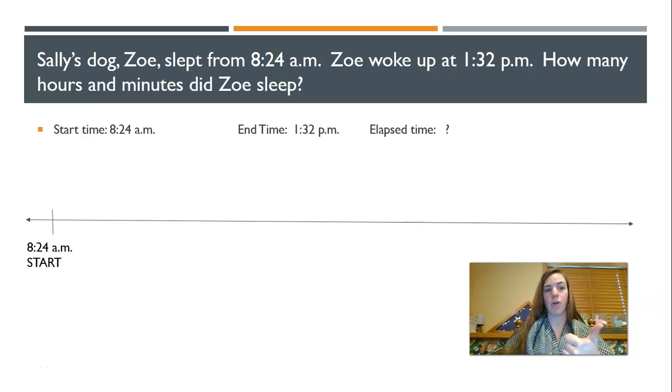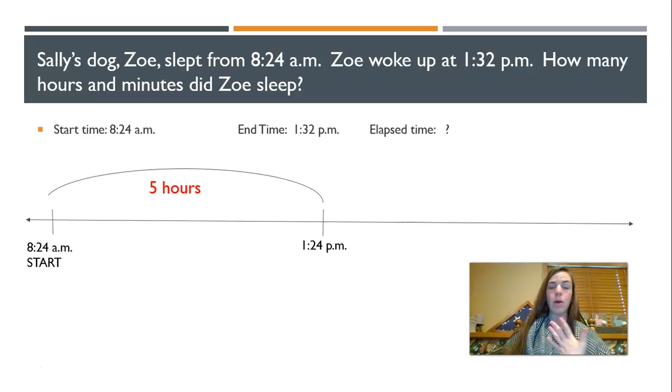So let's count up. I'm going to start at my start time of 8:24 to 9:24. That's 1 hour. 9:24 to 10:24. That's 2. 10:24 to 11:24. That's 3. 11:24 to 12:24. I can do that. That's 4. And I think I can go to 1:24. Ooh, and I know I can because my end time is after that. So I can jump a 5th hour to get to 1:24 p.m. Wow. Look at, and I did all that right away, and now I'm so close.